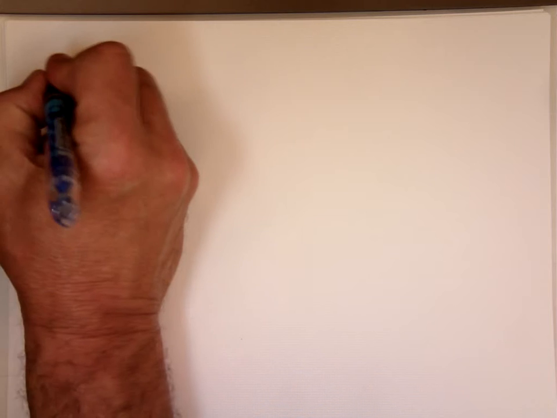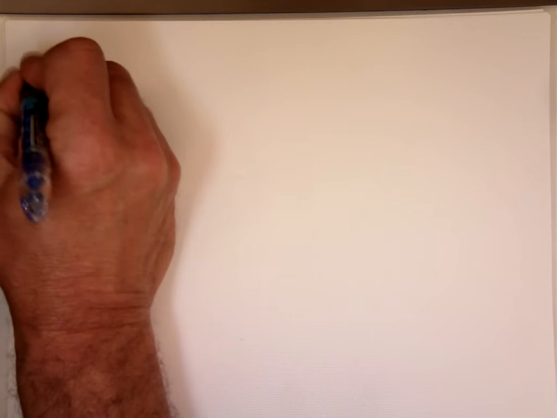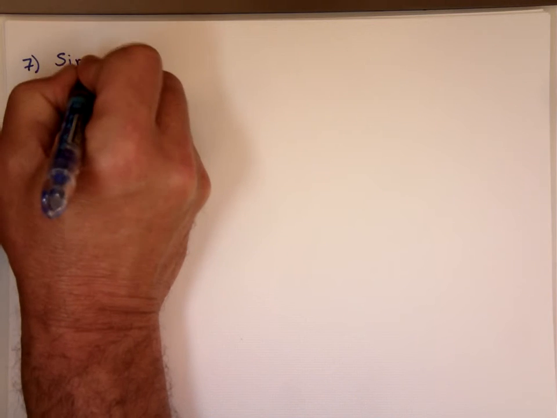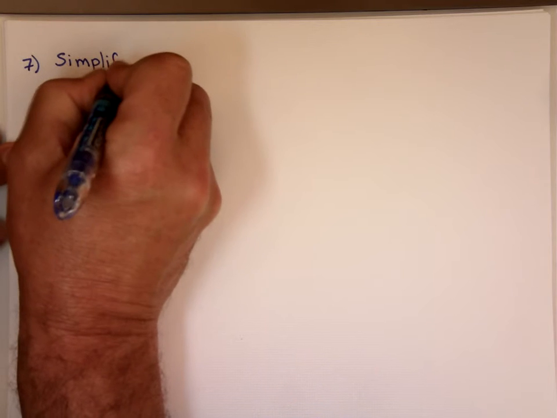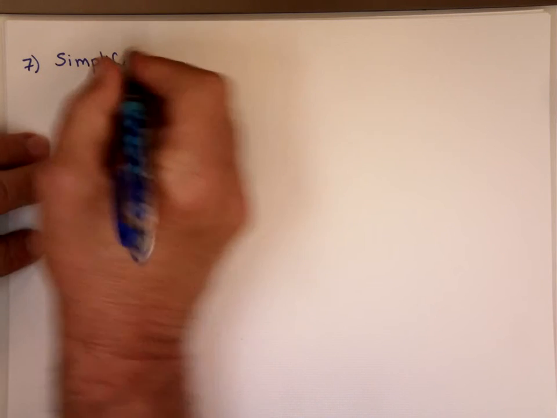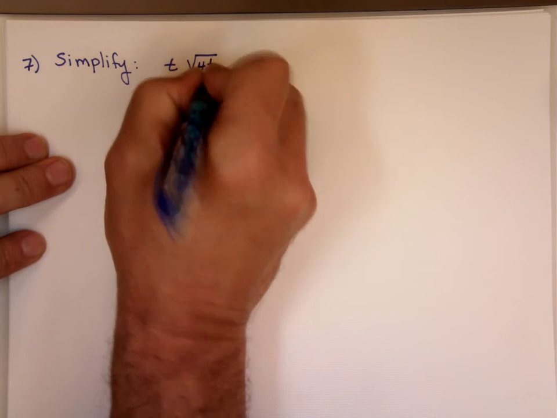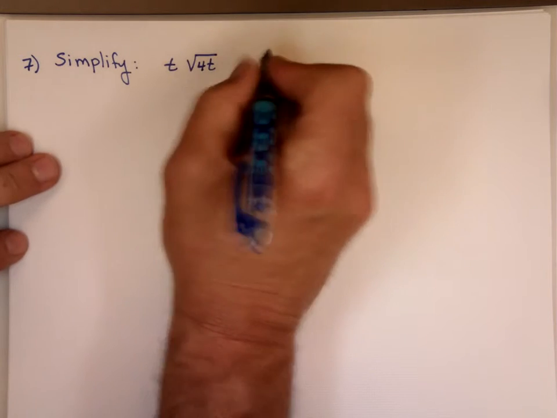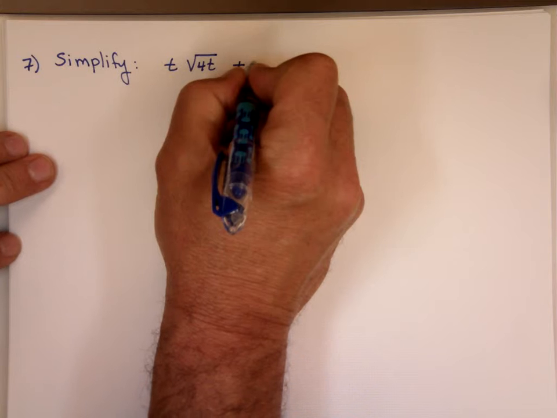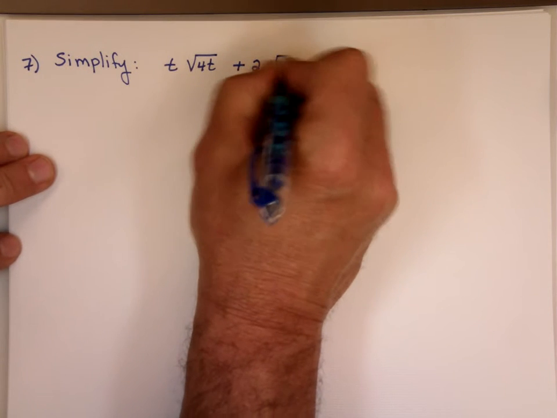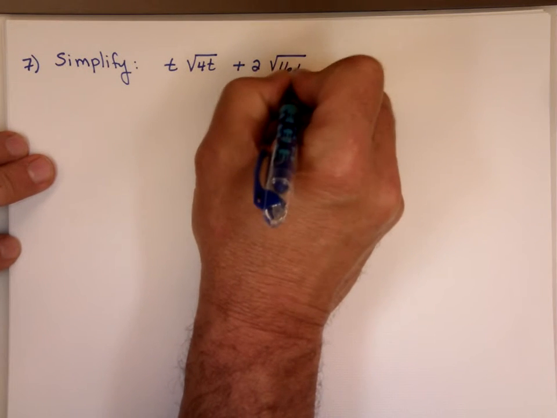Let's try this one. Simplify. Number 7. T, the square root of 4t, plus 2, the square root of 16t cubed.